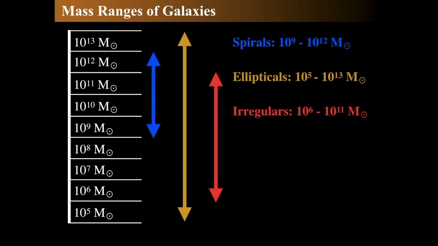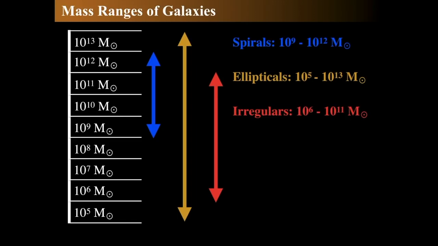So we look at spirals in blue, and they tend to be on the order of 1 billion or so solar masses up to just under 1 trillion solar masses. The largest, but ellipticals have an enormous range, down to about 100,000 masses of the sun. That's what the M sub sun means, mass. That little target is a symbol meaning the sun, and M means mass.